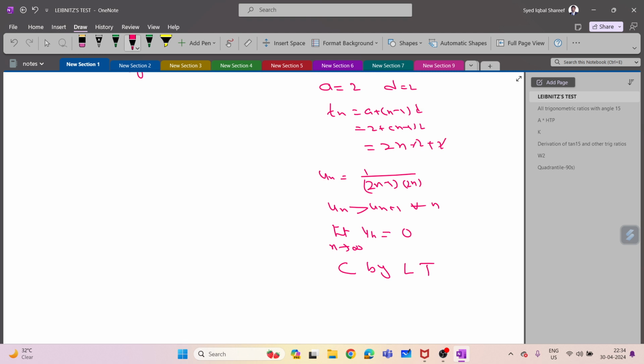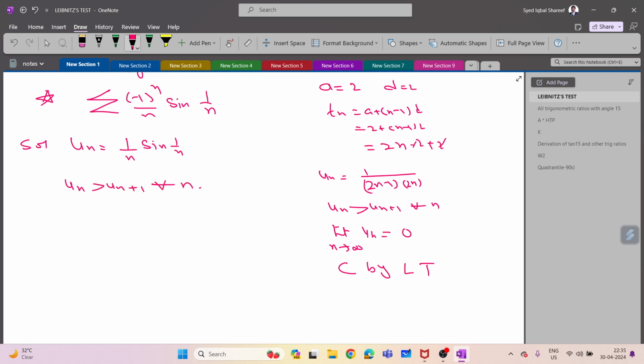So one more example, then we are done. Summation of minus 1 to the power of n by n sine 1 by n. So what is our un? Minus 1 to the power of n is for the alternating series. What is un? 1 by n sine 1 by n. So un is greater than un plus 1 because the denominator is increasing for all values of n.